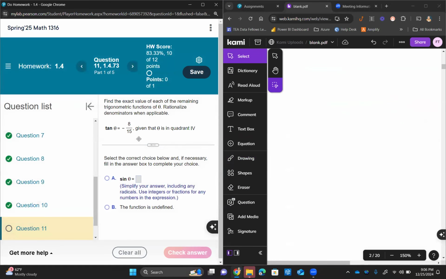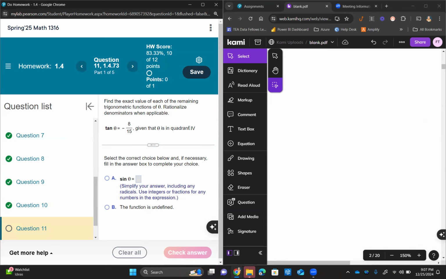So for this question, it's exactly the same style as question 10, but instead of using identities, I want to show you another way this time. And this time, the question gave me the tangent value, and they're telling me that the angle is in quadrant 4. Why is this part very important? Because I have to think about all the signs in quadrant 4: sine is negative, cosine is positive, so that makes tangent negative, and so on.